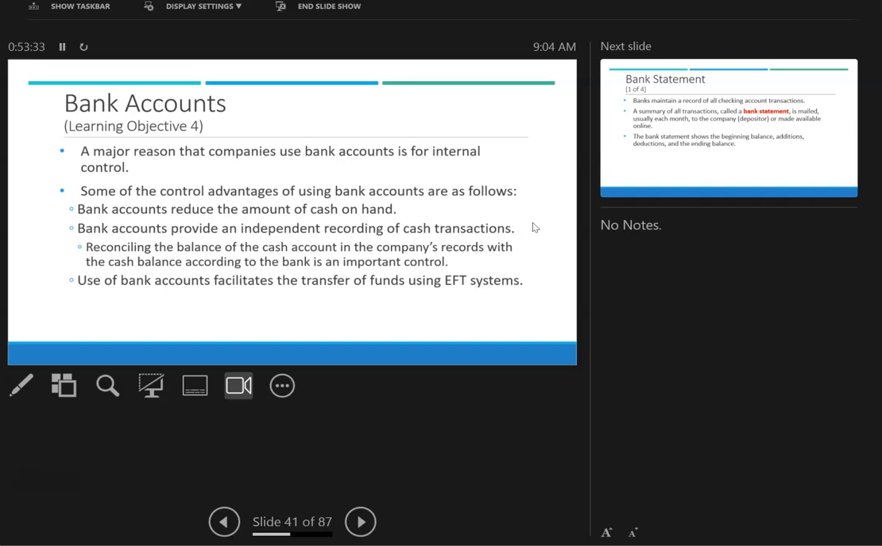Moving on, bank accounts. A major reason companies use bank accounts is for internal control purposes. Bank accounts reduce the amount of cash on hand. Well, guys, we all use bank accounts in this day and age. But bank accounts provide an independent recording of cash transactions. And we're going to talk about how we go about reconciling bank accounts.